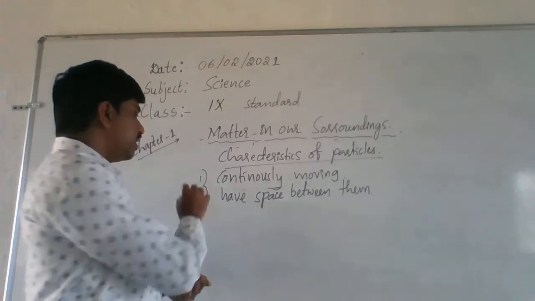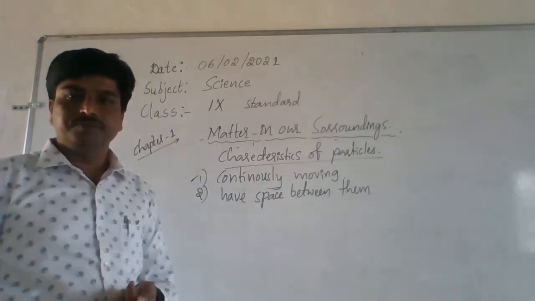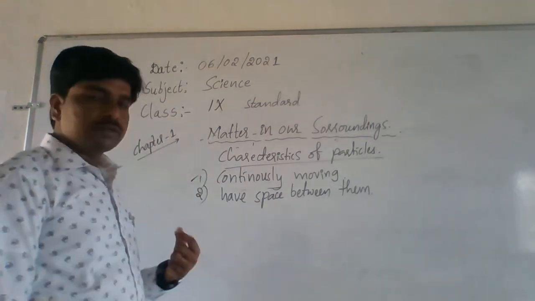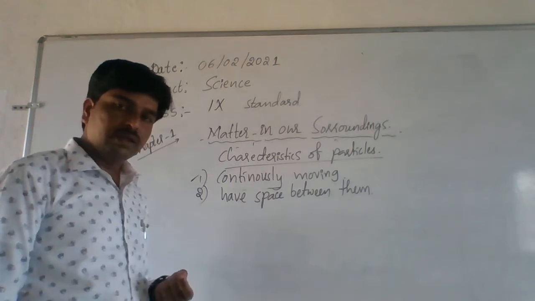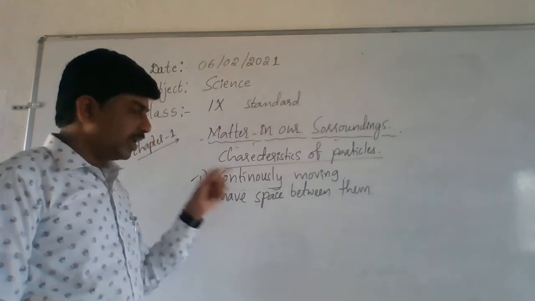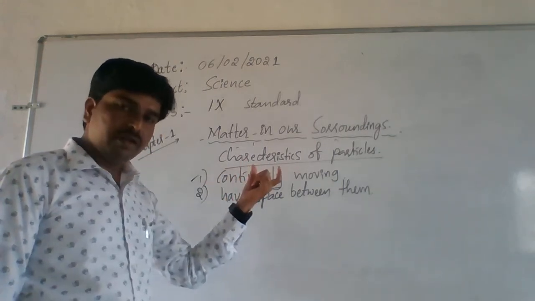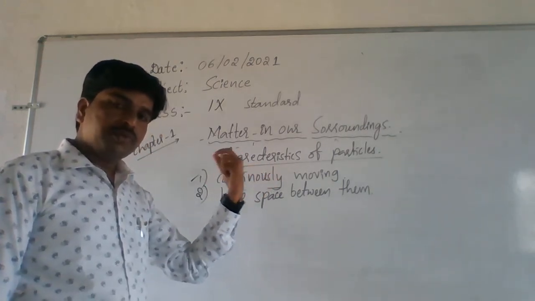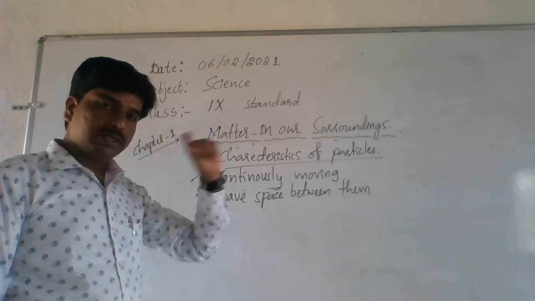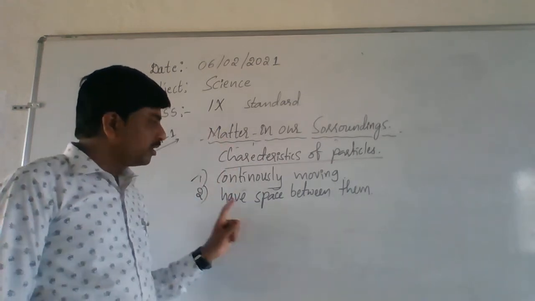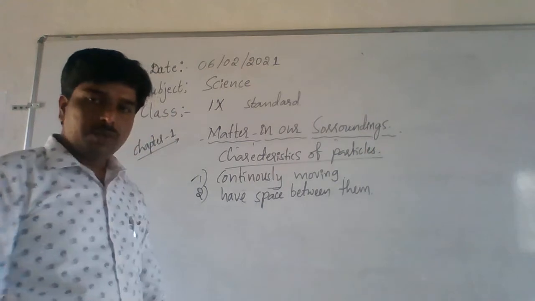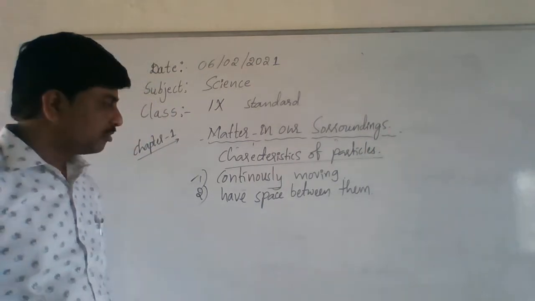So how can we understand this characteristic, sir? Already I told you about continuous motion. Particles of matter are continuously moving because they have a certain kinetic energy. If you increase the temperature of that matter, the motion of the particles becomes very high. Now let's come to the second one: they have space between them. I will explain with an example.